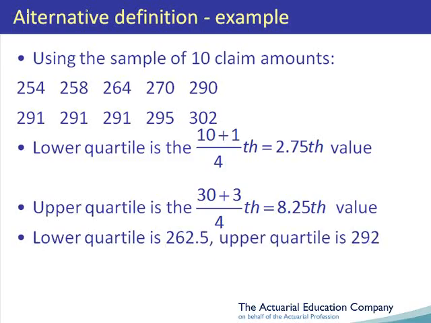We estimate the 2.75 value as being 3/4 of the distance from the second sample value to the third value. Here this gives us 262.5. Similarly, the upper quartile will be 292. This gives us a sample interquartile range of 292 minus 262.5, which is 29.5. Both these approaches are given in the core reading. Either approach is acceptable in the CT3 examination.